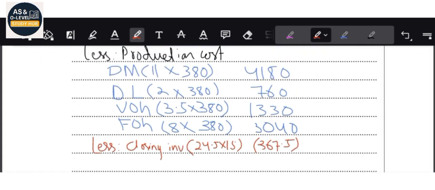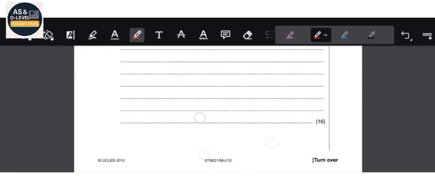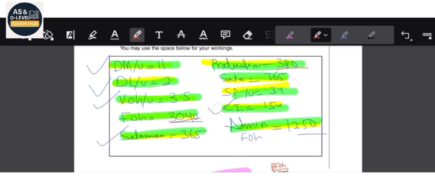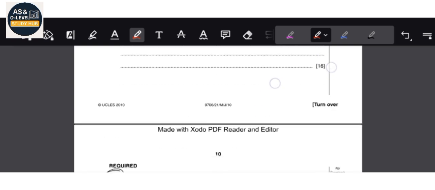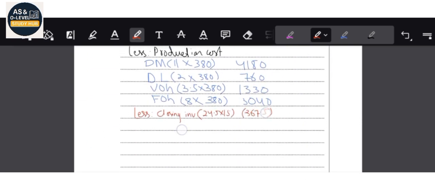After this, do we have any production cost? No, I don't think so. Let me check into the question. We have already written direct material, direct labor, FOH, VOH. Sales commission is not production cost. Admin FOH is not our production cost, it is our non-production cost, as admin FOH cost is in the office, not in the factory wherever the production is occurring. So this is not the case.